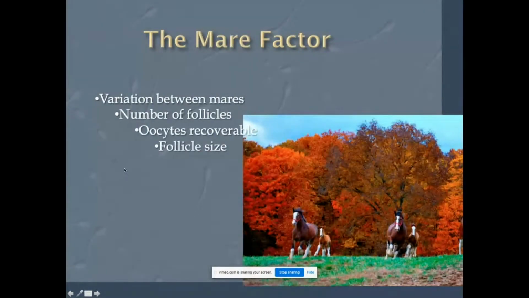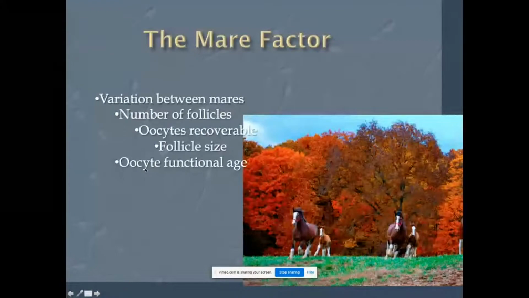Also, in addition to the difficult recovery, some mares will tend to have more expanded cumulus masses, and so those oocytes are easier to recover. And follicle size is the other issue. Of course, small follicles are easier to recover oocytes from than large because of the amount of turbulence, amount of scraping to recover an oocyte.